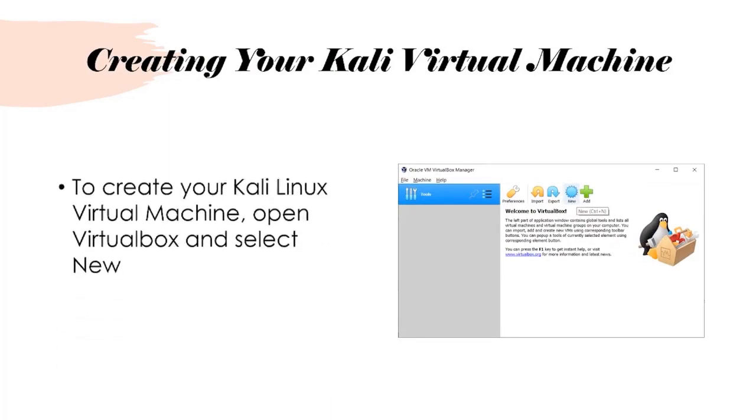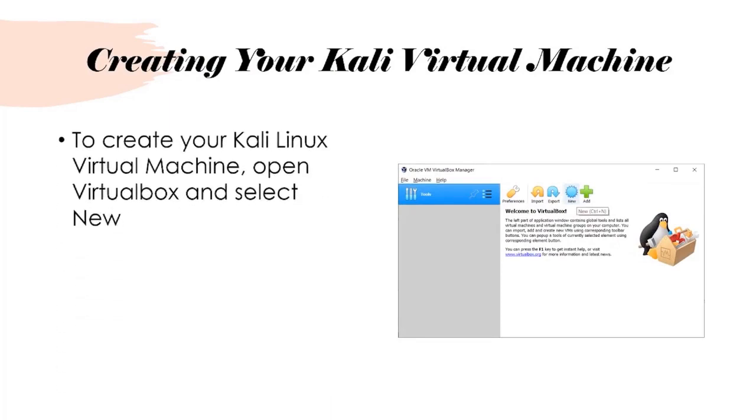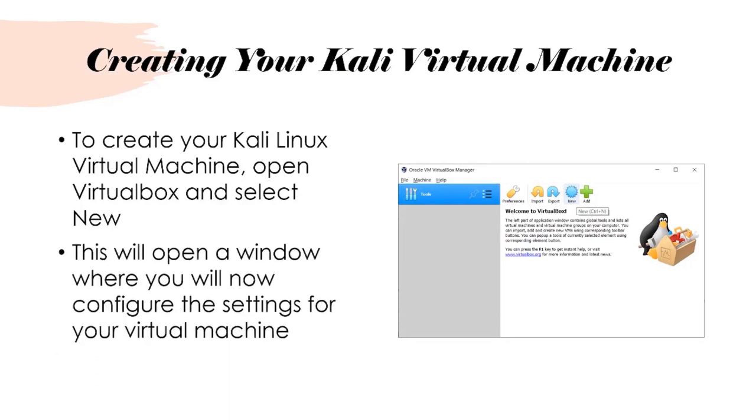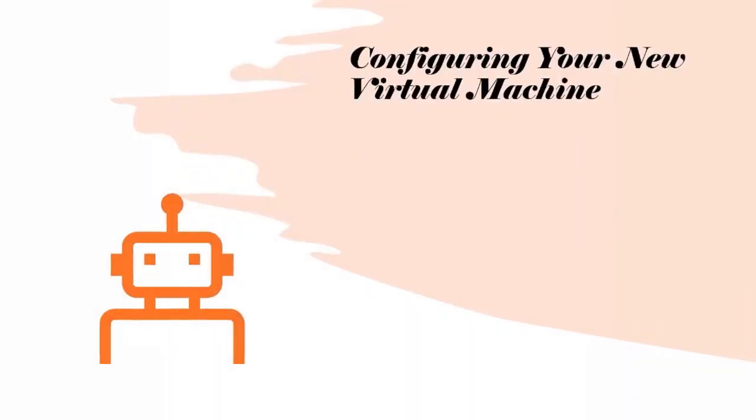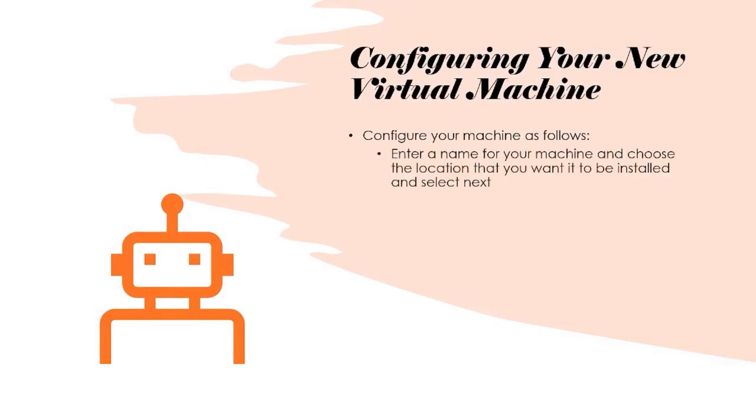Okay, so to create the Kali Linux virtual machine, you're going to want to open up VirtualBox and hit the new button that you see right there in the screenshot. This is going to open up a window that's going to let us configure the settings for the virtual machine. I'm going to show you in a second, but let's briefly go over the settings that we're going to want to configure. So pretty much you're going to want to enter a name for the machine, whatever you want it to be, hit next.